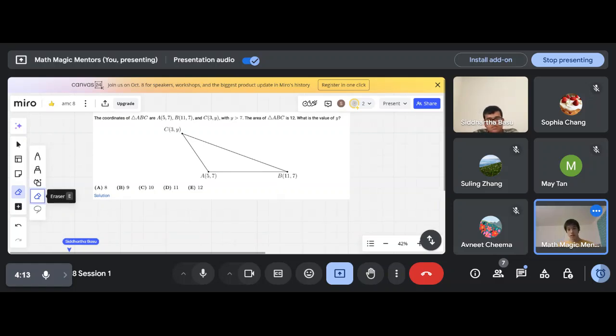All right. So I'll be walking through this geometry problem, and Sid will be walking through the second problem, which is an algebra problem.